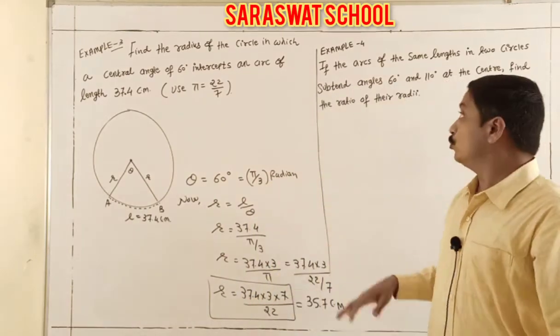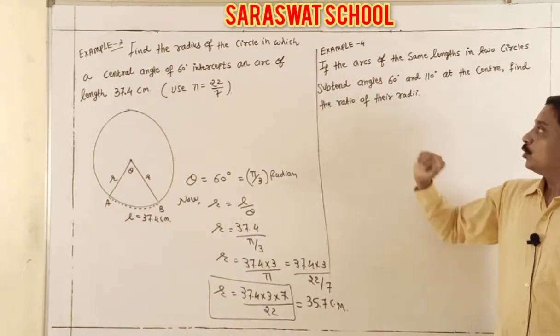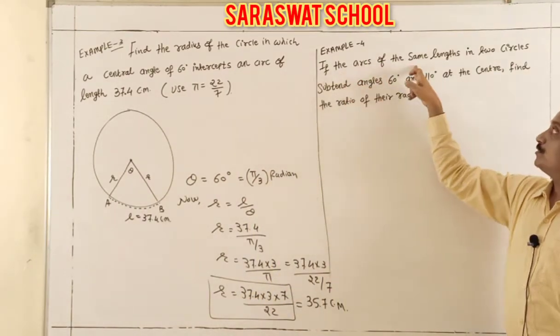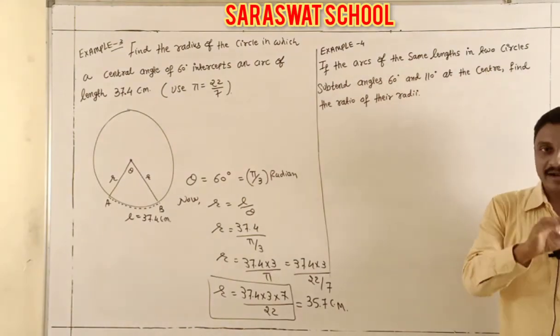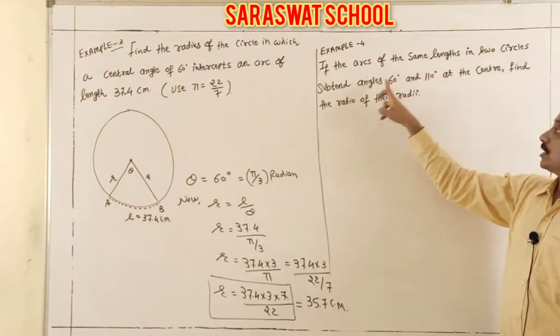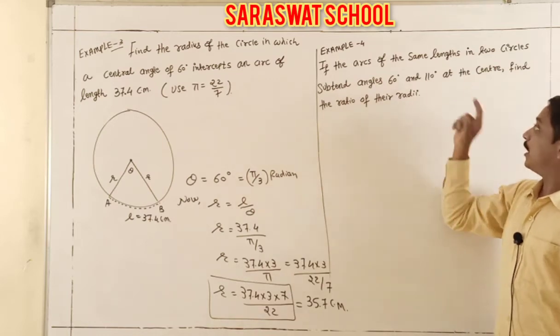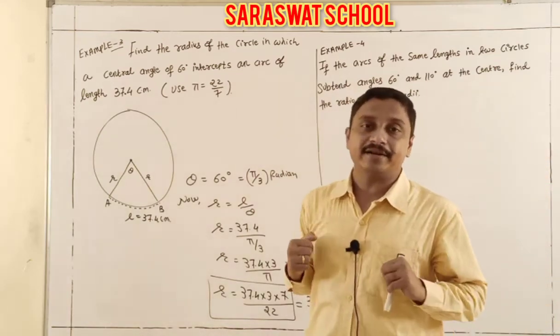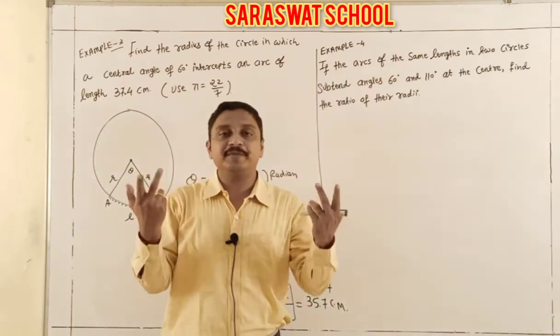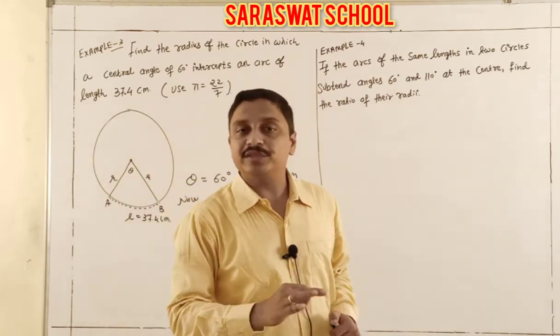Yes students, now move ahead. Example 4. The question is: if the arc of the same length, a minor arc, subtends angles of 60 degrees and 110 degrees at the centers of two circles, find the ratio of their radii respectively.